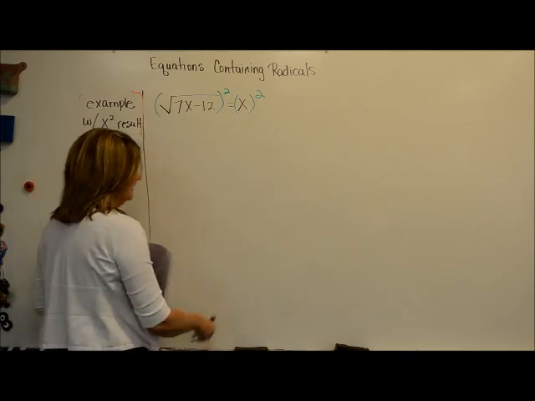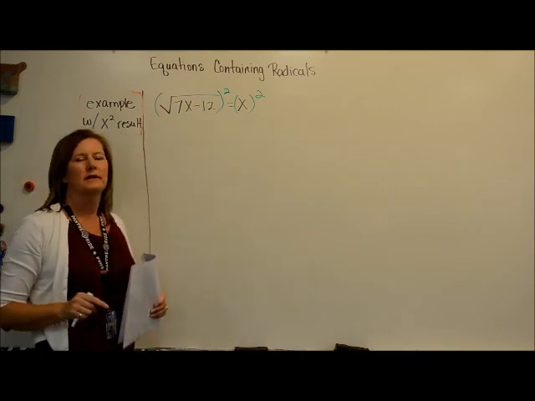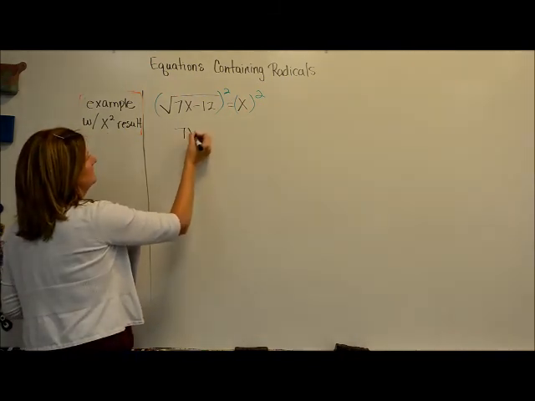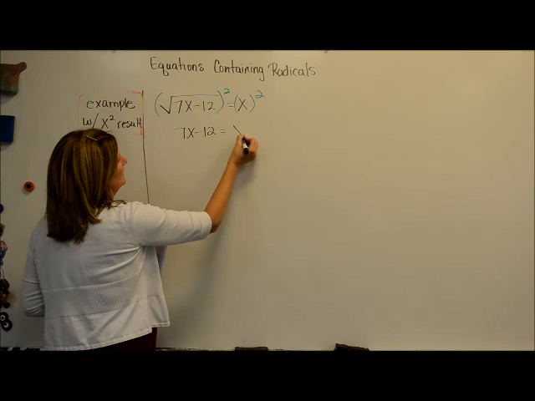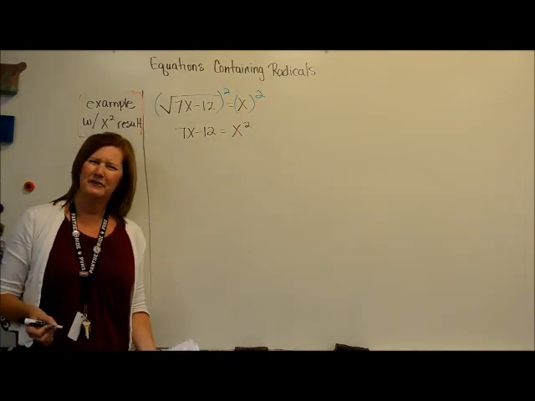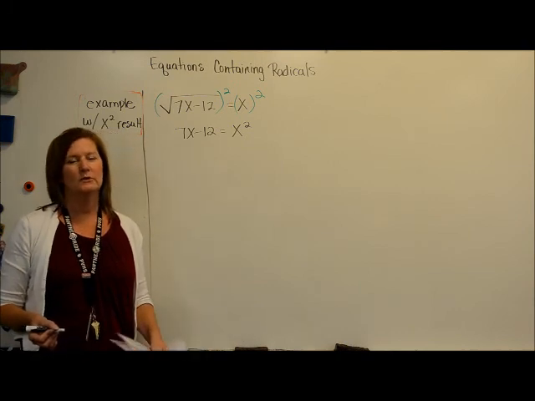When I square a square root, that just gives me what's under that radical sign. So I have 7x minus 12 equals x squared. But I'm solving for x. Okay, so what do I do? Well, you know what to do.